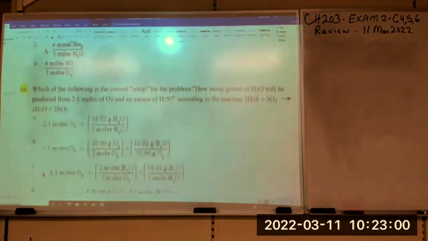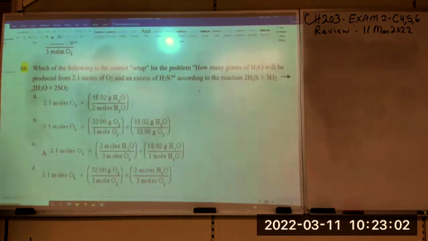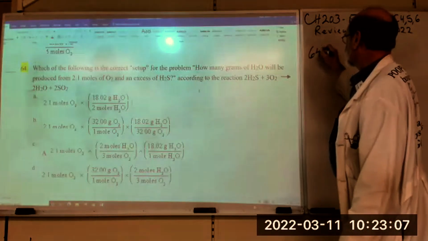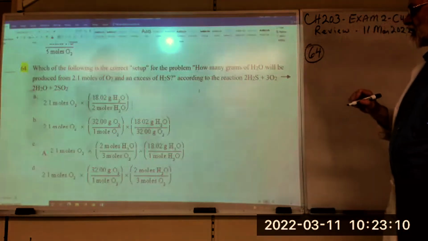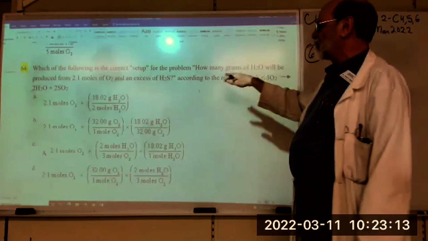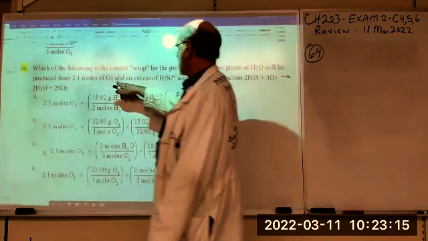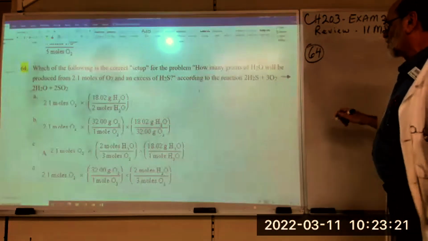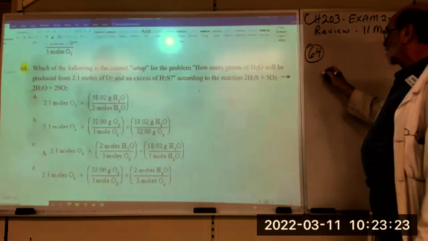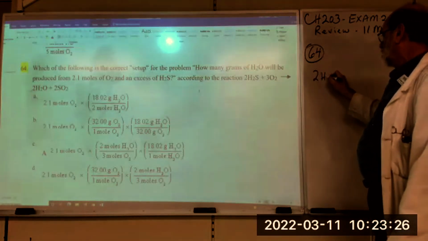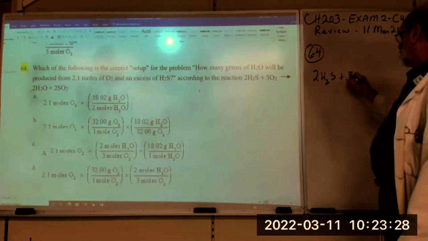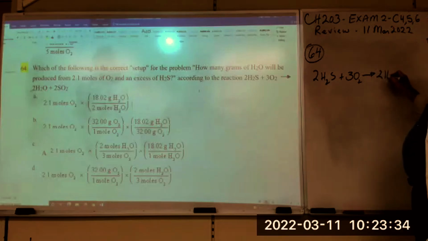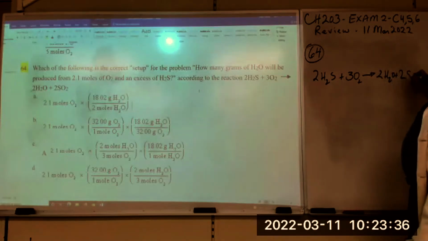Oh, another one. Let's see if this one's wrong. 64. Which of the following is the correct setup for how many grams of water will be produced from 2.1 moles of oxygen in excess of H2S according to the reaction? Oh, this is a stoichiometry problem. Okay, so they're giving us the balanced equation. That's nice. And 2 waters and 2 sulfur dioxide.